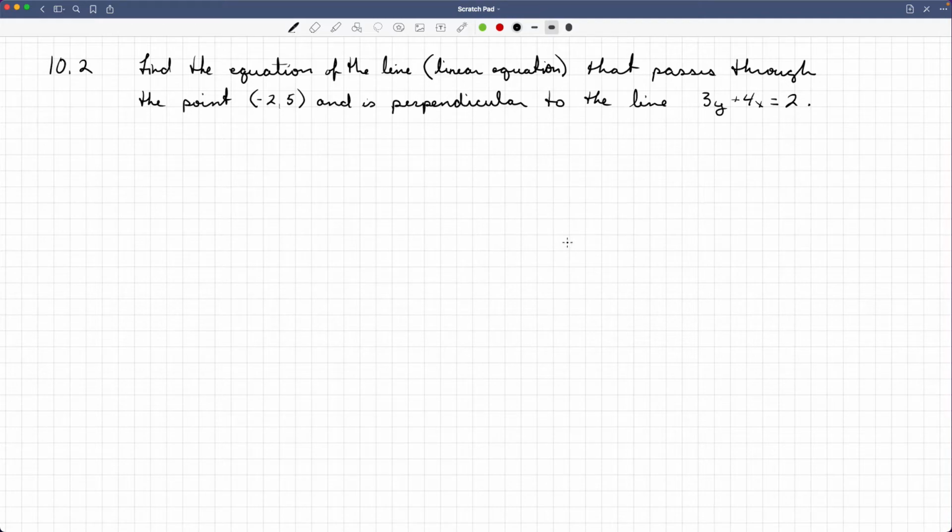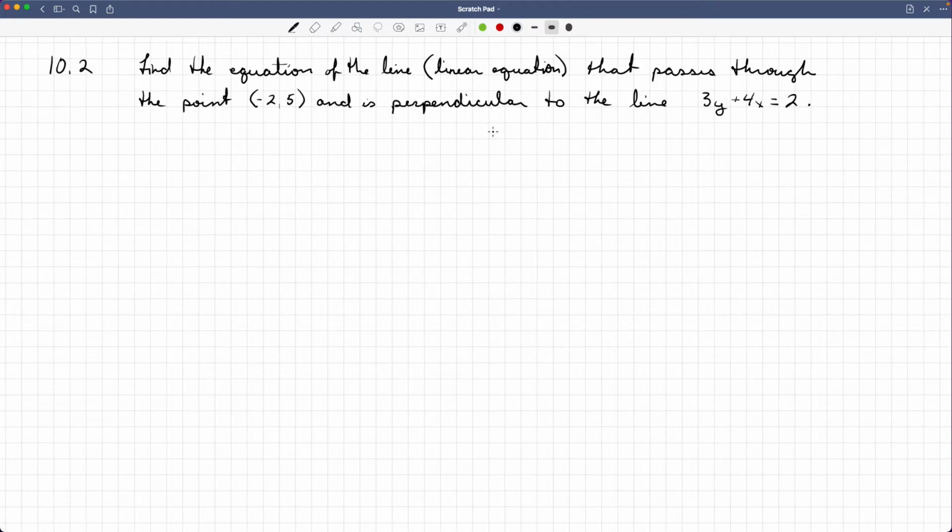All right, so in example 10.2, we don't really have anything to graph. We don't have to. But we are asked to find the equation of the line, which is the linear equation, that passes through the point -2 and 5 and is perpendicular to this line, 3y plus 4x equals 2. We can't use this in this format. It's not obvious what we need to do. So what we need to do is put it in the format y equals, and that gives us the linear equation in slope-intercept form that shows us how to graph it.